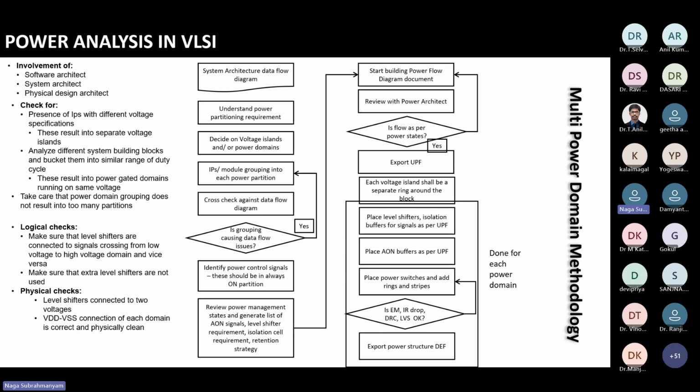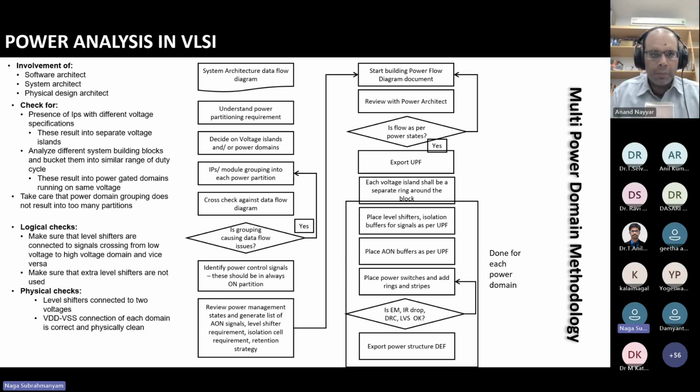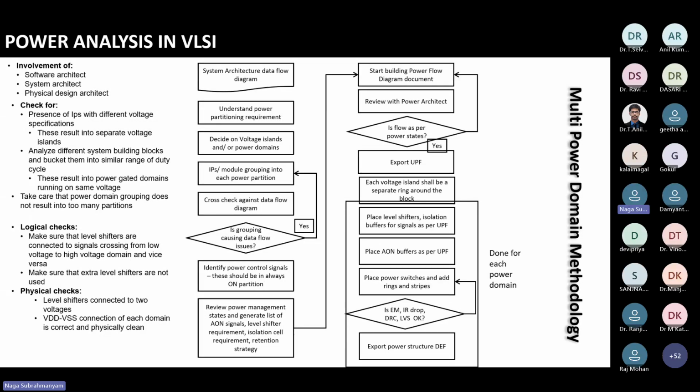Right before this, after exporting the UPF, we will verify whether those level shifters, isolation cells, and retention strategies are working properly or not. Once the verification engineer approves that those things are verified and working properly, then they will do the chip fabrication, placement and routing in the physical design.